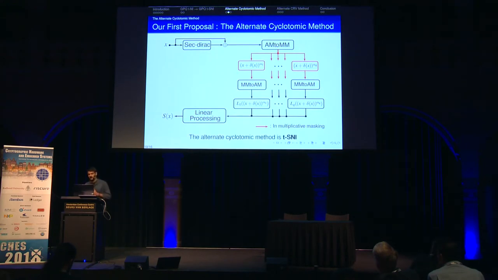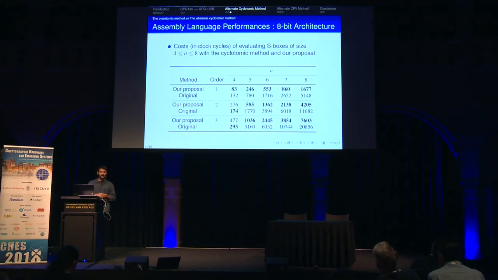Now, we have proved that the alternate cyclotomic method is TSNI. We also have implemented our approach and the original method directly in assembly language for 8-bit architecture, for S-boxes of size 4 to 8 at practical orders 1, 2, and 3. And what the table shows here is that our proposal is more efficient, nearly 3 times faster, than the original method for n-bit S-boxes of size 5 to 8.